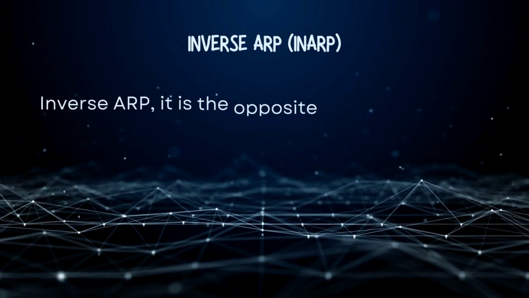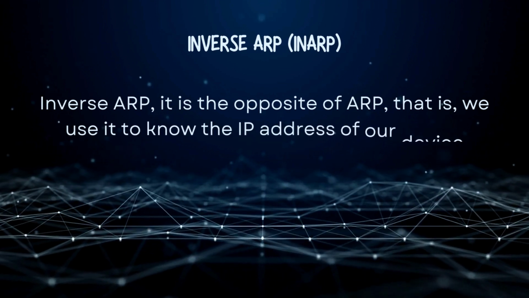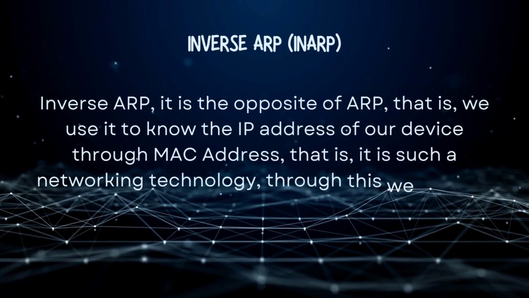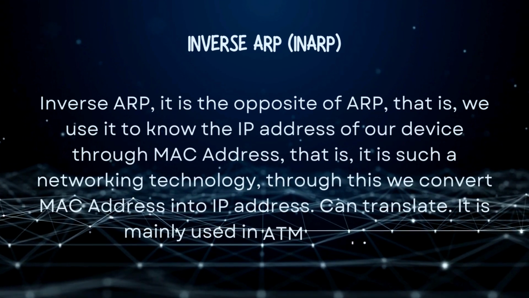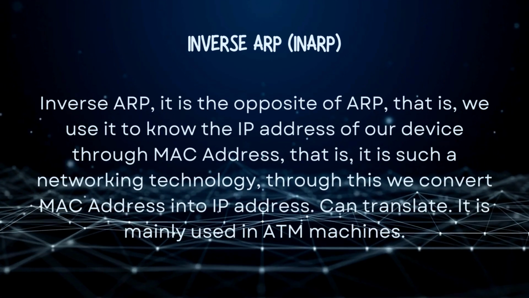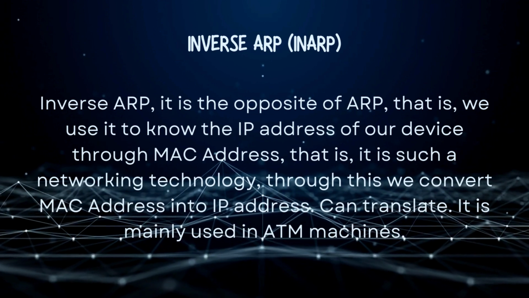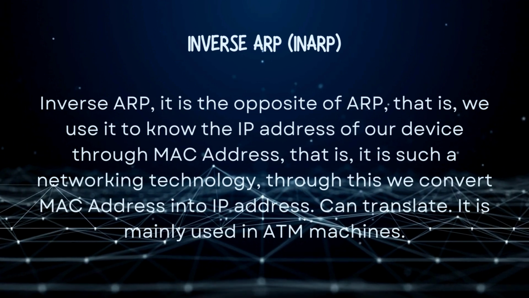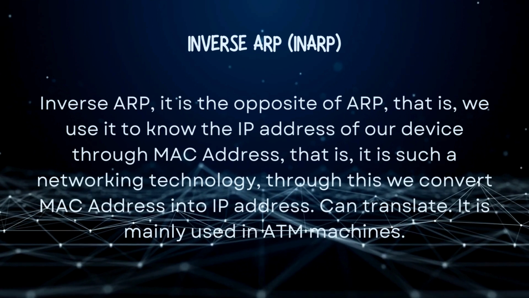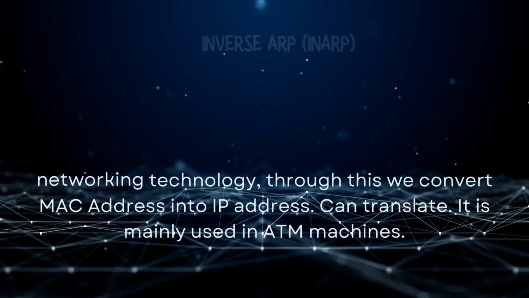Inverse ARP. It is the opposite of ARP, that is, we use it to know the IP address of our device through the MAC address. It is such a networking technology, through this we convert a MAC address into an IP address. It is mainly used in ATM machines.